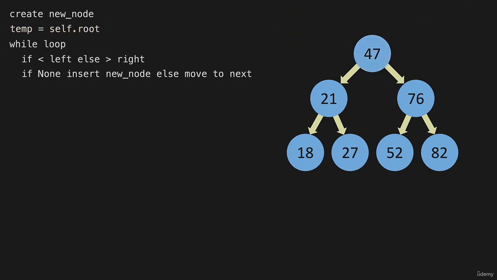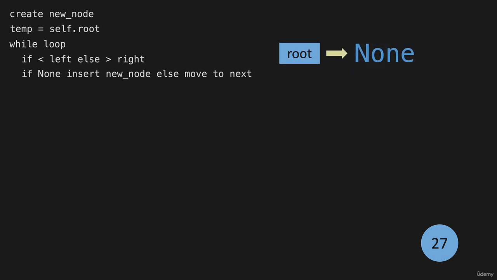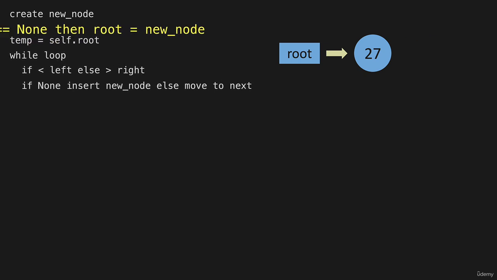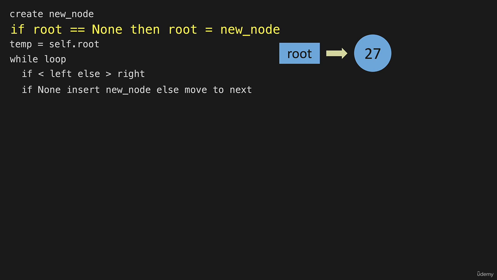So these steps right here cover most of our situations. But we do have a couple of edge cases. The first one being if we have an empty tree. If this happens, we'll just set root equal to the new node like this. And in this situation, we don't need to go through the while loop. We don't even need the temp variable. So we can put this above the temp variable like this. If root equals none, then we'll set root equal to the new node.